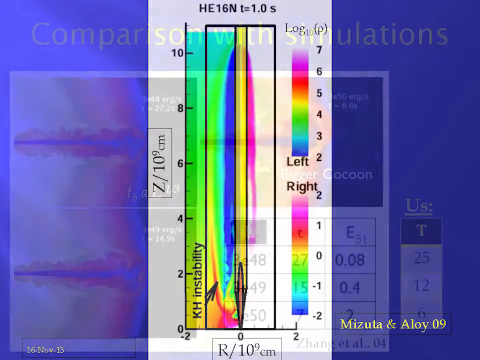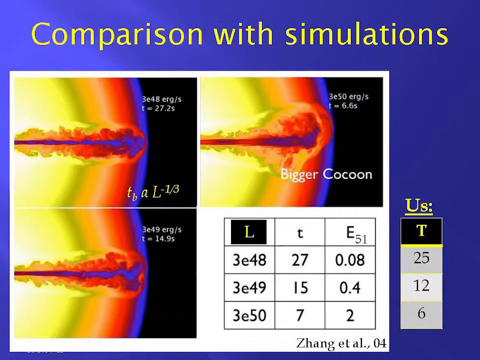A second simulation that I looked at was made by Zhang et al. from 2004. Zhang injected a jet with different luminosities into a star and investigated the breakout time, the time at which the jet exits the star.